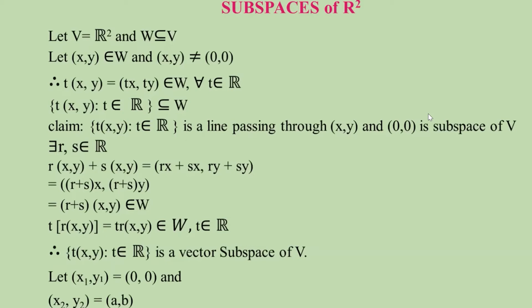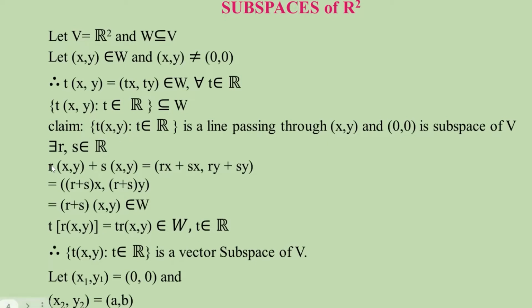Okay, so now we have to prove this. Suppose this is the set of all t times (x, y), t belongs to R, a line passing through the origin. Is it a subspace or not? We can check. We take two elements r and s in R, so two elements in this line, and we have to check that their addition is in here or not.